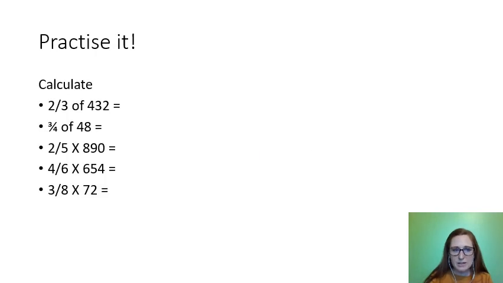It's your turn to practice it. So you're finding 2/3, divide by 3, multiply by 2. Finding 3/4, divide by 4, multiply by 3. 2/5, divide by 5, multiply by 2, and so on. Pause the video and have a go at your practice it. Good job. Let's have a look at the answers together. Tick them off. And if you're ready, you can move on to today's Do It.